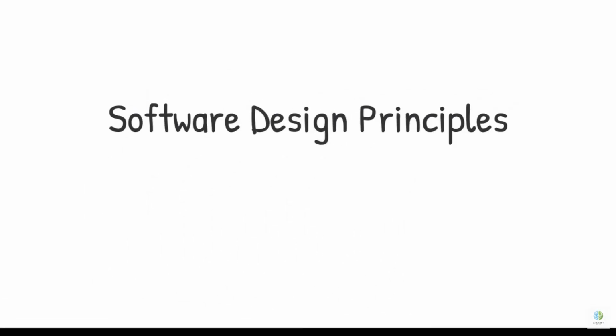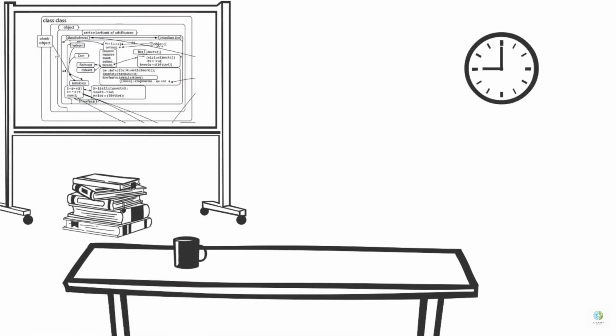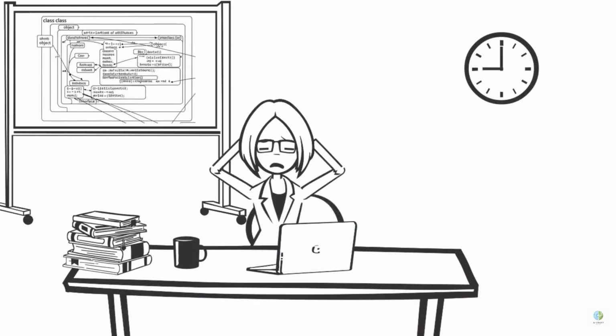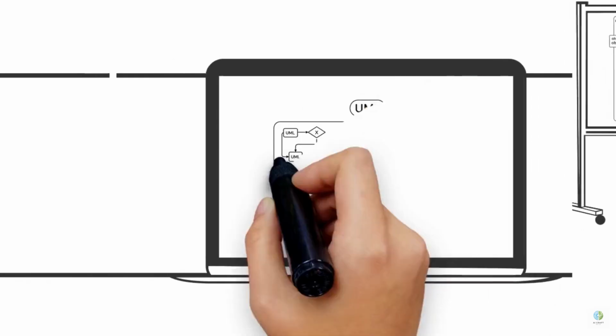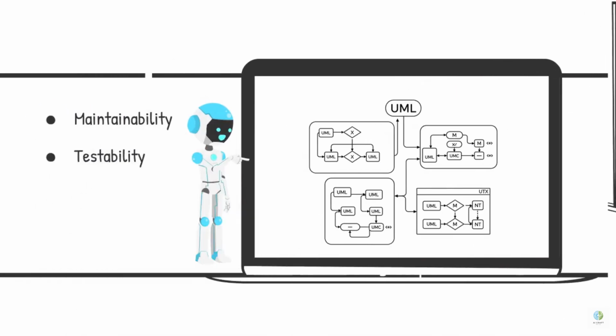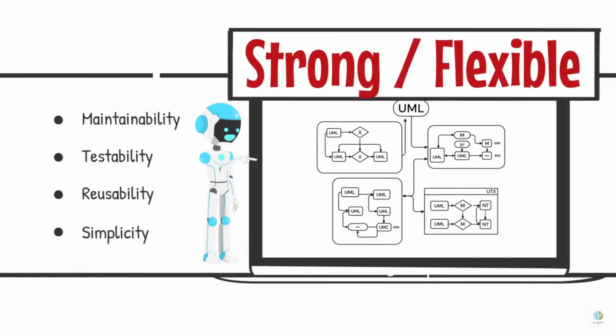Hey developers! We've all been there, right? Staring at a tangled mess of code that's hard to read, even harder to change. It's like the code itself is fighting against you. Well, what if there was a way to build code that was strong, flexible, and easy to work with?